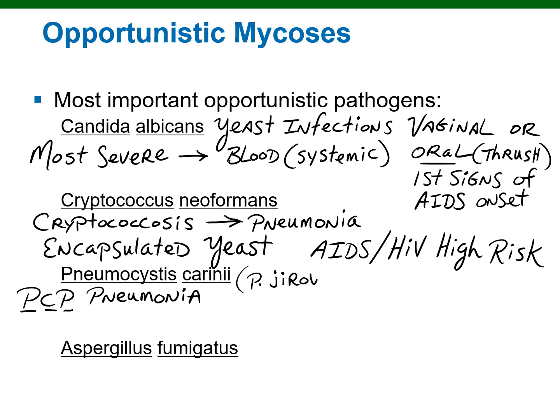I don't know why it was renamed. The renaming of its species is not something that I know the story behind, but if you see P. jirovecii or P. carinii, it's referring to the same organism. And PCP pneumonia was extremely uncommon before AIDS and HIV.